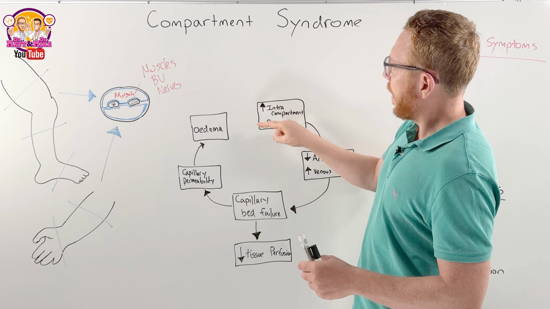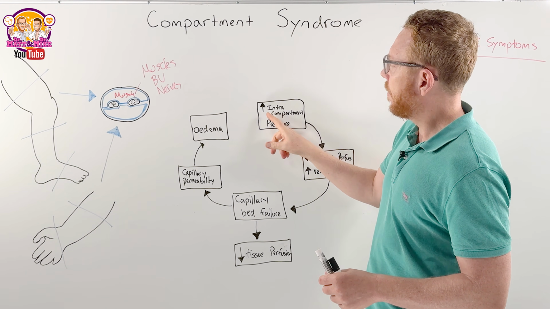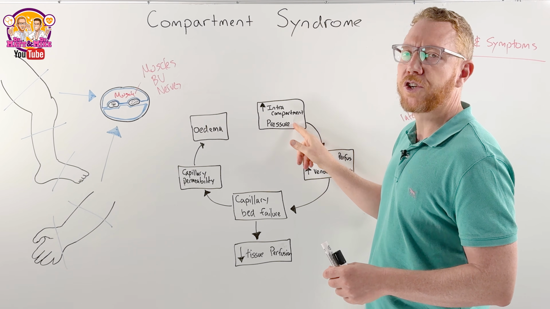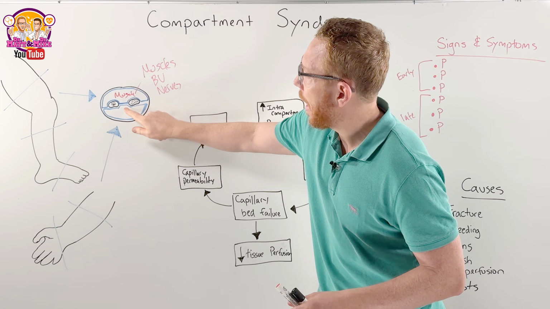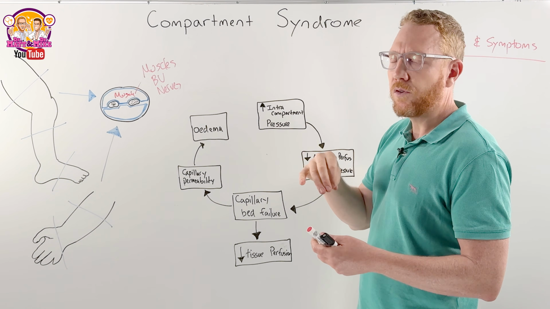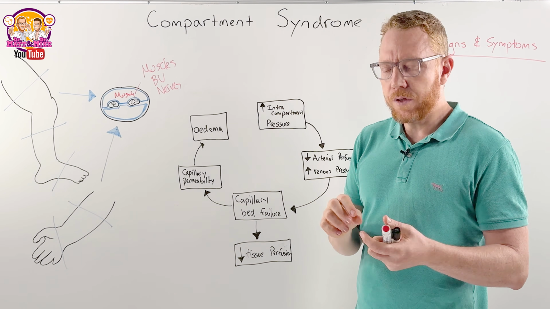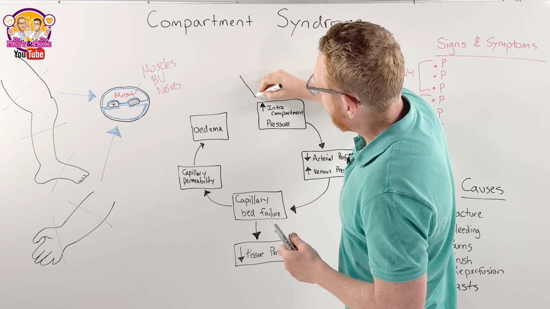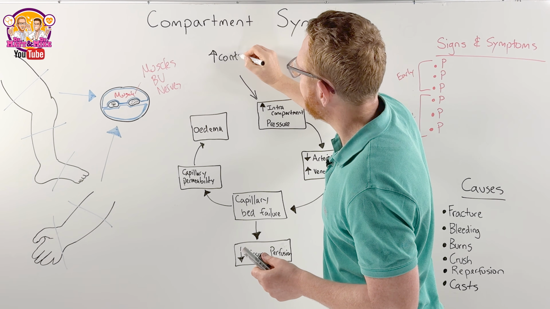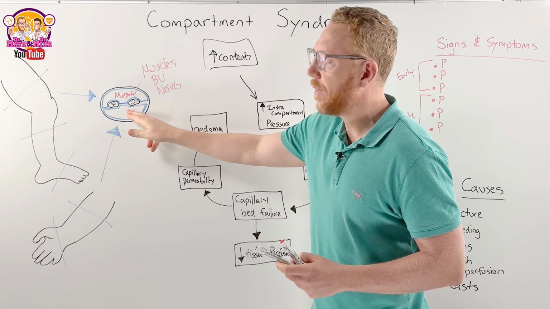Now, the first step that you need to consider in the pathophysiology of compartment syndrome is an increase, so I've got an arrow up here, increased intra-compartment pressure. That just means within the compartment we start to see an increase in pressure. So that's the first step, you can write that down. What would lead to an increase in pressure? Well, there can only be two things. Probably the most common is an increase in contents.